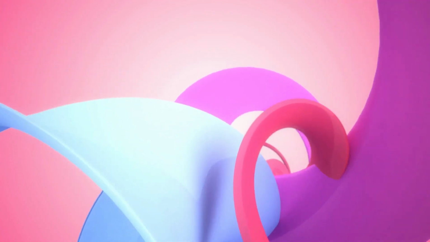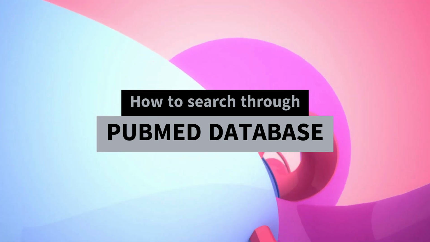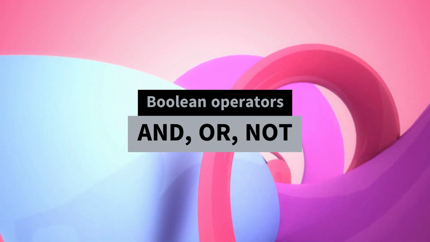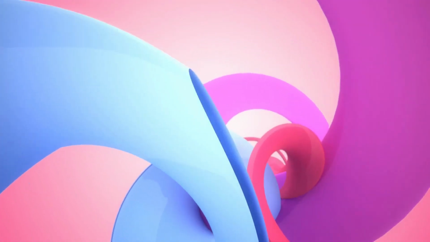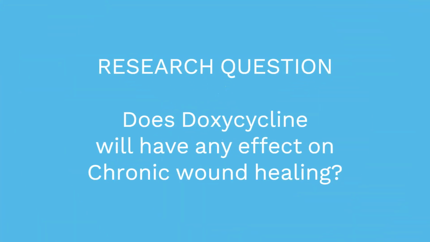So today we are here to learn how to access articles in the PubMed database and how to use the Boolean operators. There are three words called Boolean operators: and, or, not. These are the three words that can be used along with our keywords for searching articles in the PubMed database, and we are going to learn how to use them effectively for accessing the articles we need. So for that, let us take a research question for a demo.